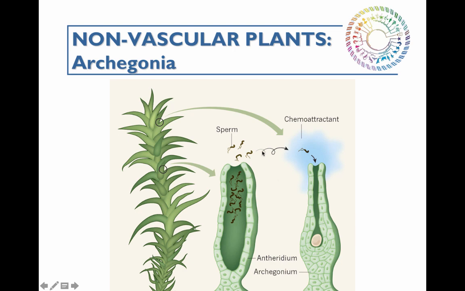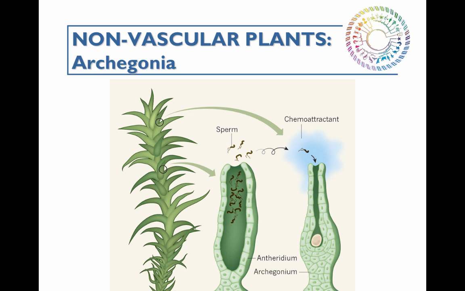Now I talk about the sperm as swimming. They swim by thrashing their flagellae. In order to swim you have to have water. Water has to be present in order to swim, and all these non-vascular plants are dependent on water being present for the fertilization to take place.